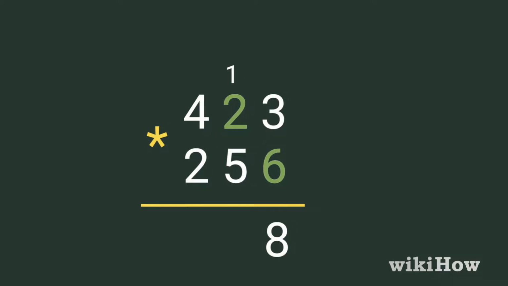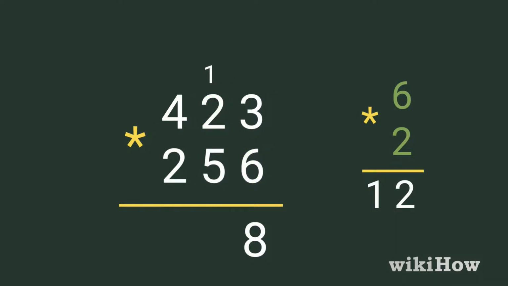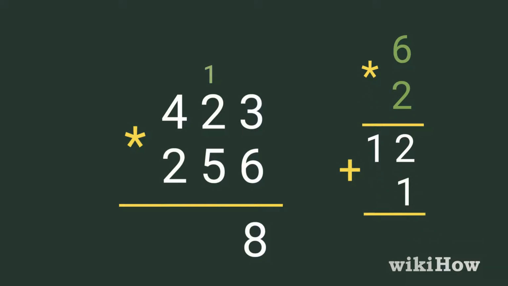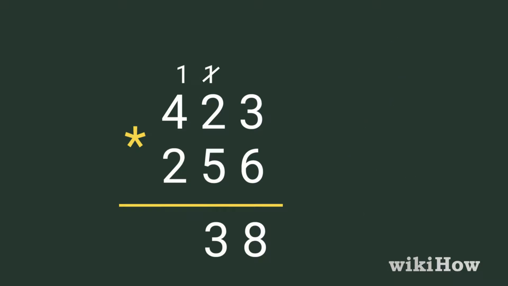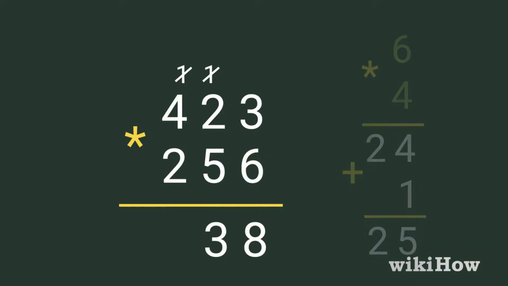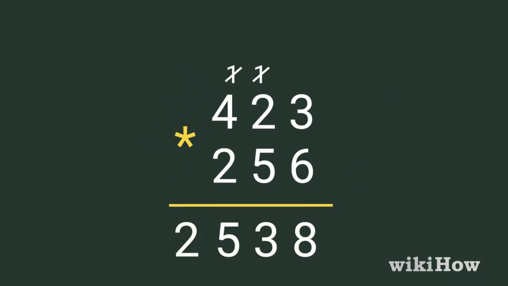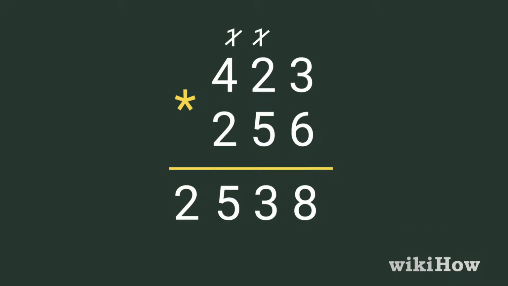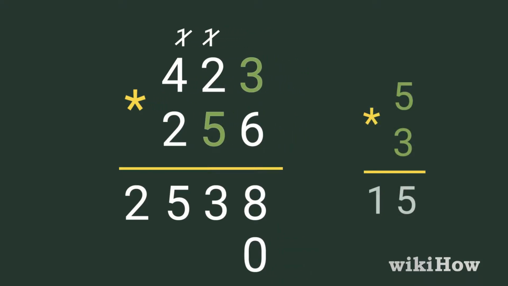Write each answer below the line under the problem. And if you carried a number over, add it to the corresponding answer. Then, if there's another digit in the bottom number, add a zero under your answer from the first digit and repeat the process with the next digit over.